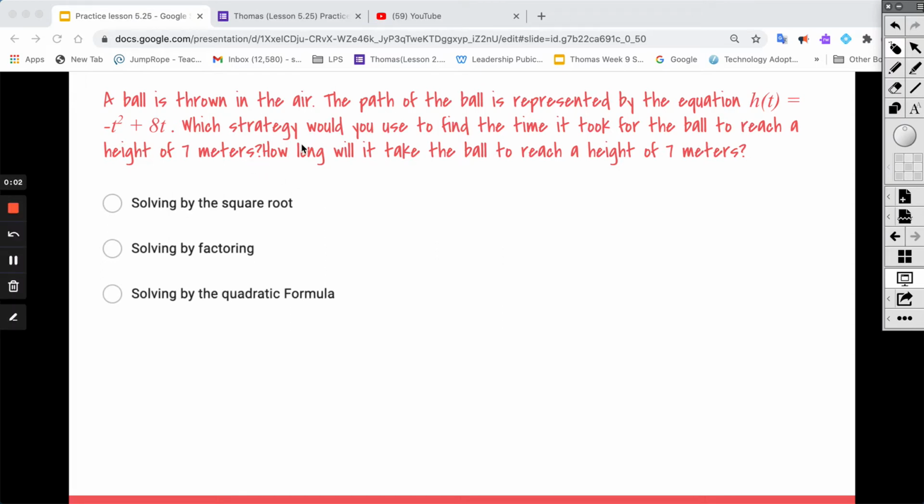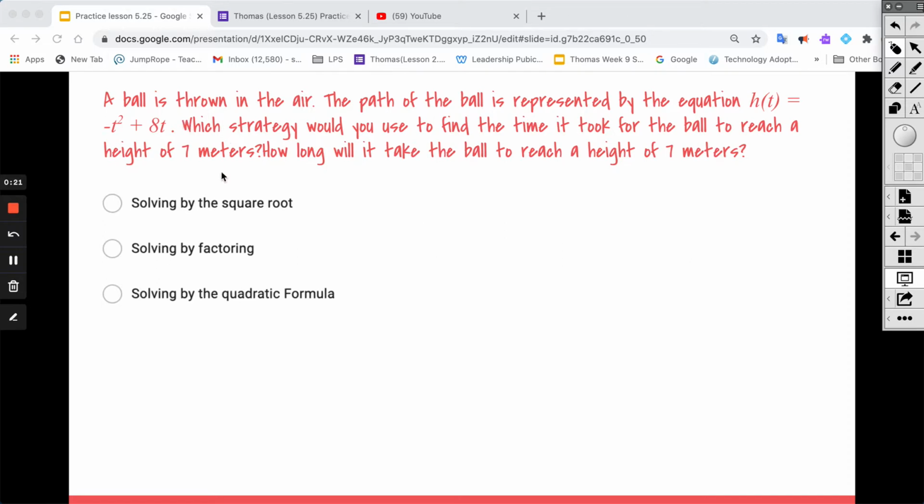So this question says a ball is thrown in the air. The path of the ball is represented by the equation h of t is equal to negative t squared plus 8t. Which strategy would you use to find the time it took for the ball to reach a height of 7 meters? How long will it take the ball to reach a height of 7 meters?